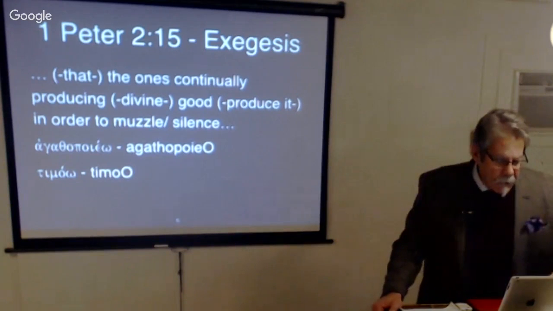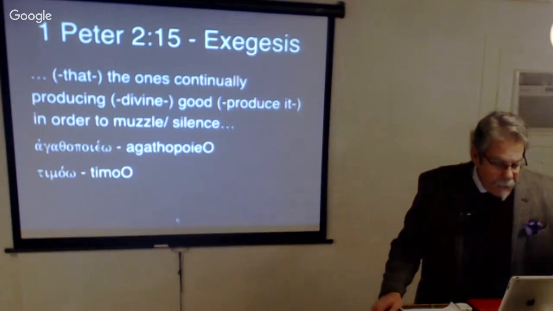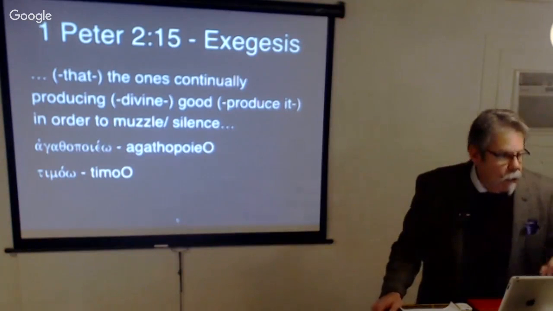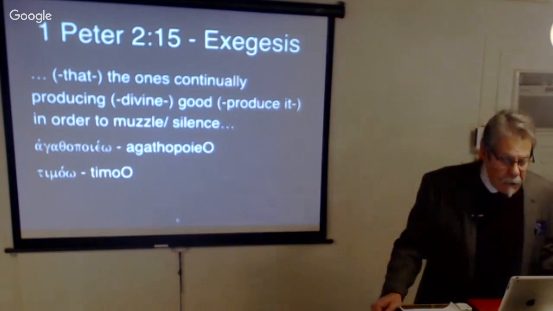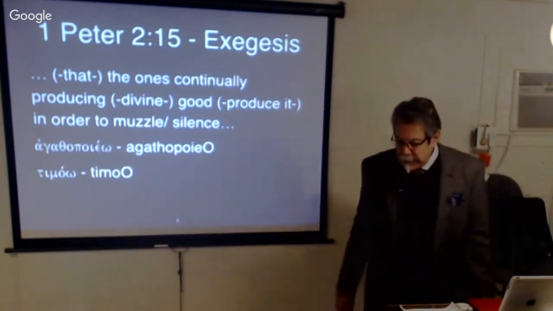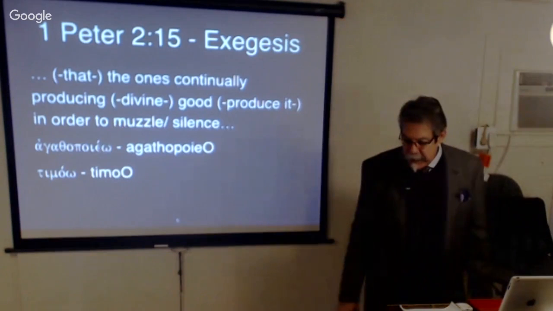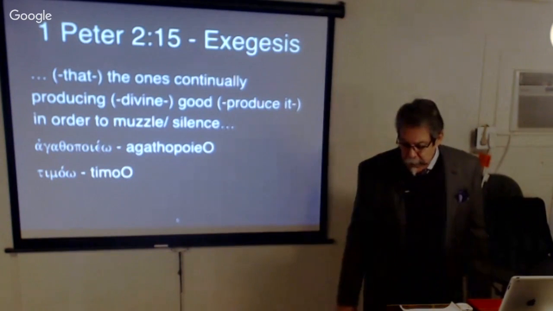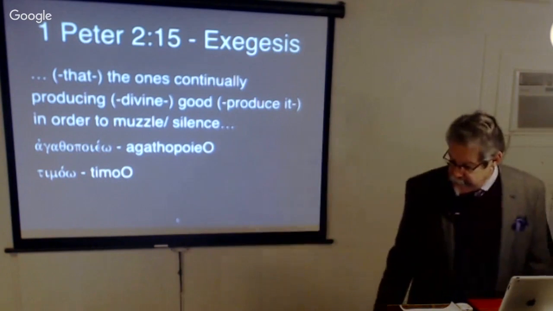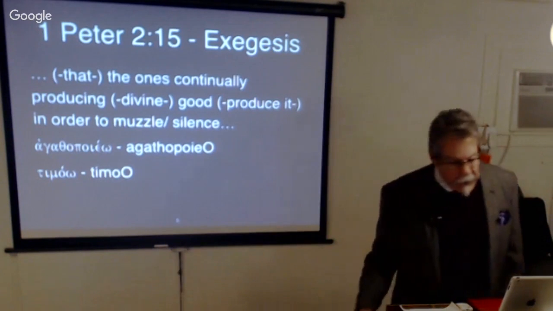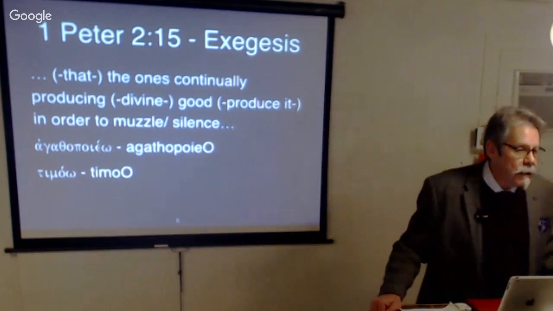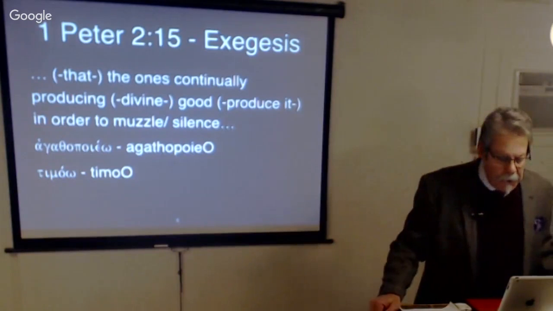And with the concept of purpose, we have in order to muzzle, silence, meaning completely keep the person from answering, with regard to this specific topic. So this is the will of God, that the ones continually producing divine good produce it in order to muzzle, silence. And we had to have the elliptical produce it verb in order for our infinitive of purpose to be tied to it.